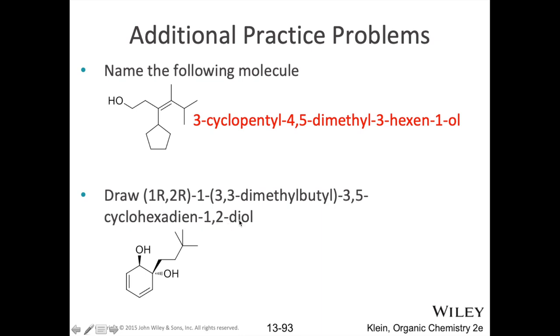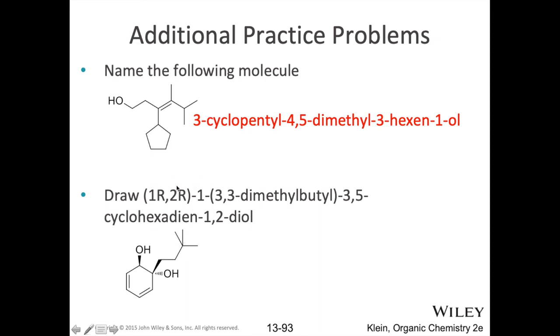The 1,2-diol tells us that we've got alcohols at the 1 and 2 positions. The 3,5-cyclohexadiene tells us there's 2 alkene groups, and that's where those 2 are. In the substituent here, this is a dimethyl butyl group. So we have a butyl group coming off here, so 1, 2, 3, 4 carbons. And we've got 2 methyl groups, each attached to that number 3 carbon on the butyl group. So it's 1, 2, 3. So there's the 2 methyl groups.